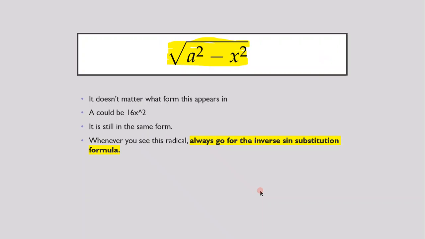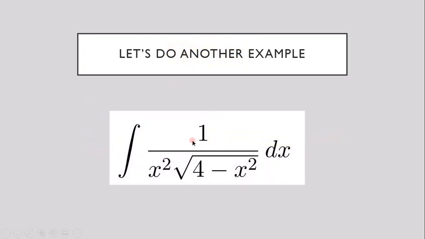But sometimes in questions, this radical can be hidden in interesting ways, but it doesn't matter what form it appears in. It could be 16x squared, it's still in the same form. Whenever you see this radical, always go for the inverse sine substitution formula. To prove my point, let's just do another example.